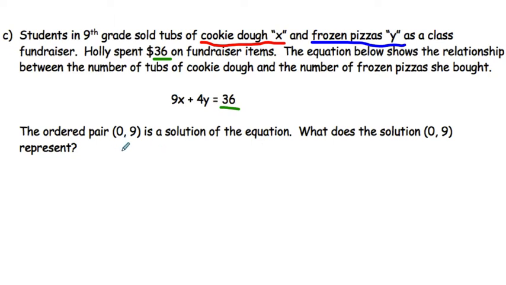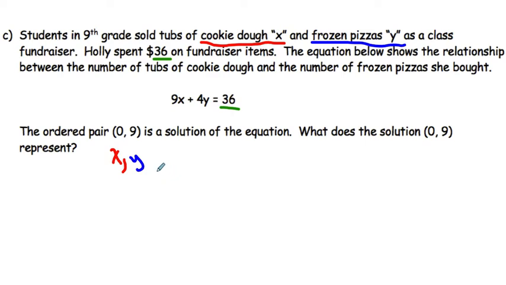We want to know, what does the ordered pair 0, 9 represent? So 0 is your X, right? 0 is the X. And then Y is 9. Okay, so Y is our 9. So what does that mean in the context of this problem? That means they bought 0 X, which X represents cookie dough. And they bought 9 Y, and Y is frozen pizza. Okay, so 0 X, 9 Y. So we need to write our answer here, okay?